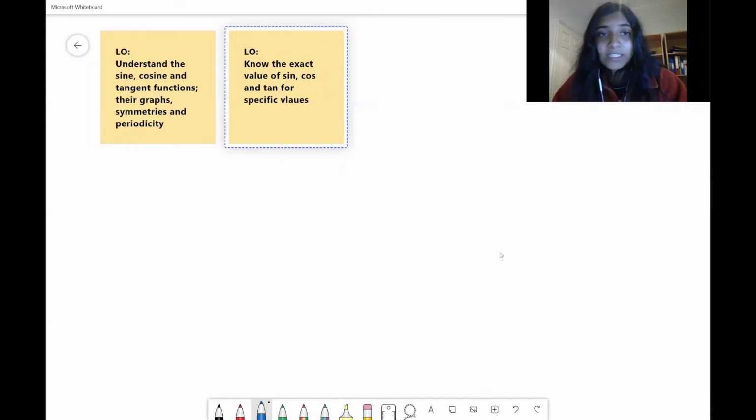Today we're going to be doing some more on sine, cosine and tangent functions. So make sure you review the other videos we've done when we defined the three functions, and also review the lesson on graph transformations, as that will come really handy for this lesson. The learning objectives for today are to be able to understand the sine, cosine and tangent functions, their graphs, symmetries and periodicity, and also to know the exact value of sine, cos and tan for specific values.